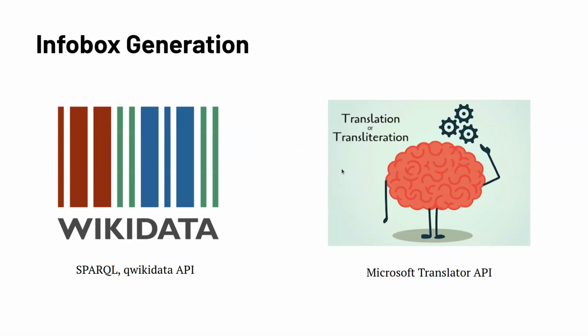Moving on to our automatic infobox generation techniques, in method 1, we extract key value pairs from Wikidata with SPARQL and the Wikidata API. In the second approach, we translate the infoboxes in English and convert them to Hindi.